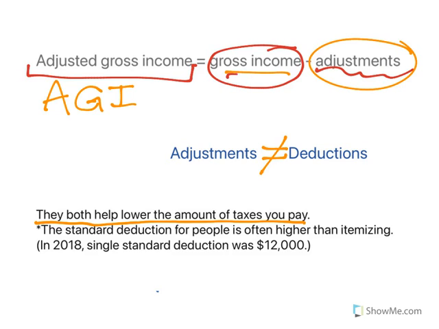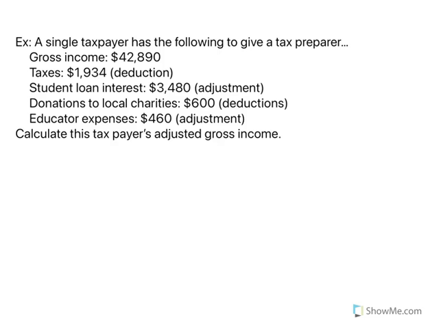So we want to take our gross income, subtract the adjustments to get our adjusted gross income. And let's do an example. A single taxpayer has the following to give a tax preparer, or you could do it yourself, but I'm a big fan of paying a professional. So we have a gross income of $42,890. And there are four things that we have.